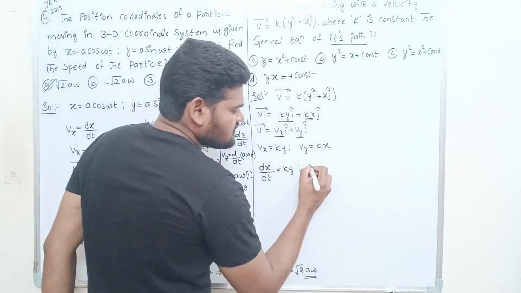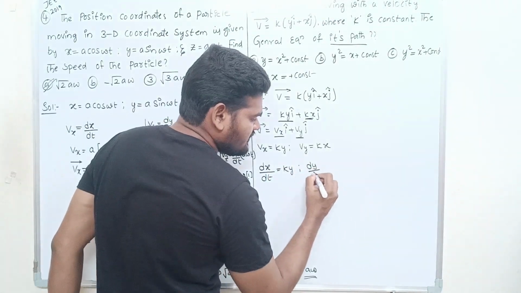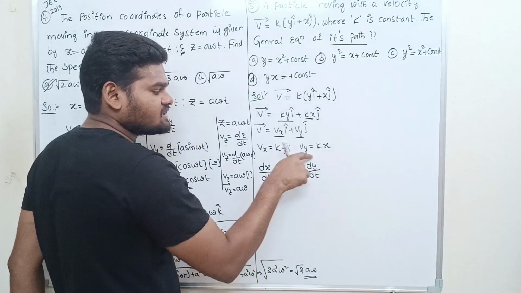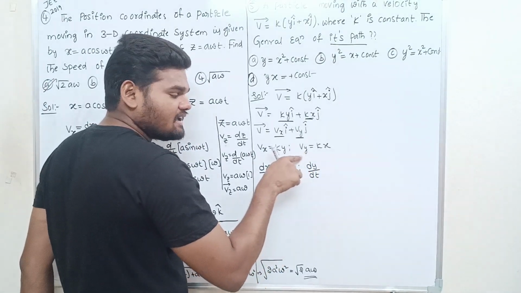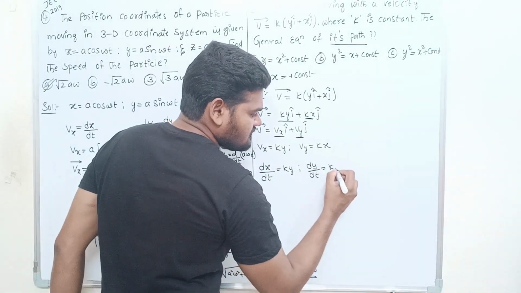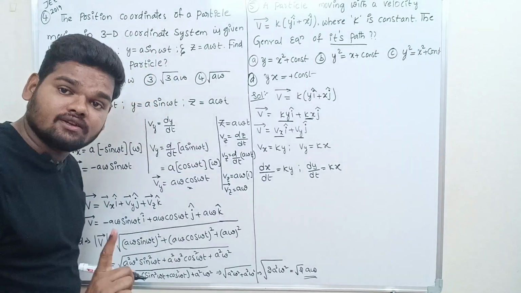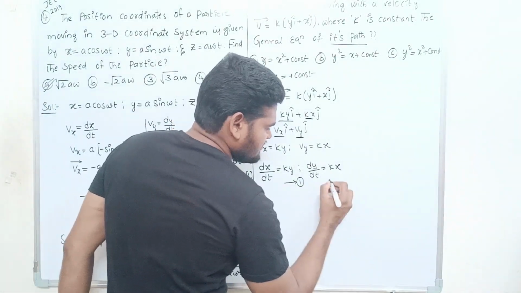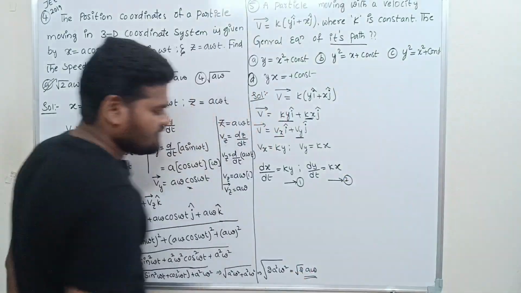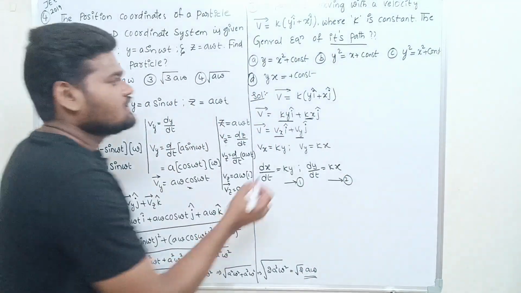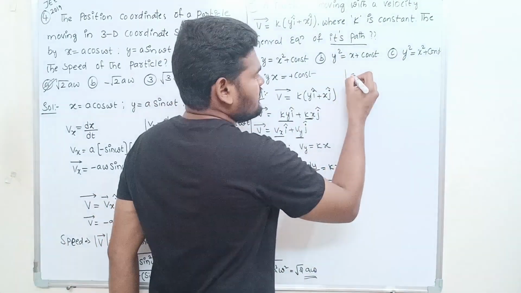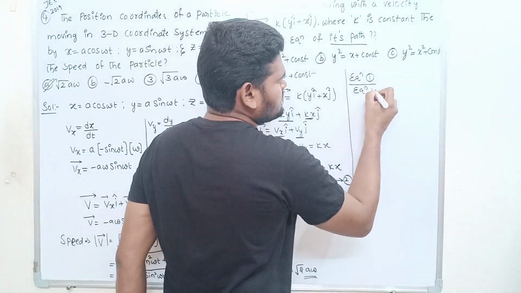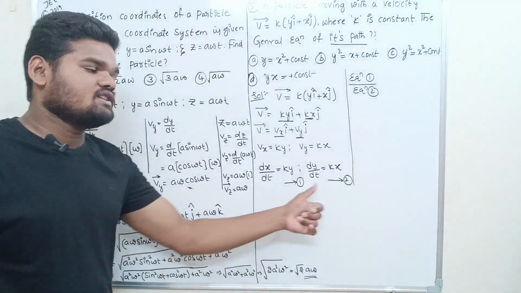So vy is equal to dy by dt. The rate of change of displacement along the y direction is called the velocity of the particle along the y axis. That is equal to Kx. Right, very good. So let us say this is equation number 1 and this is equation number 2. I'm just dividing equation 1 by equation 2.